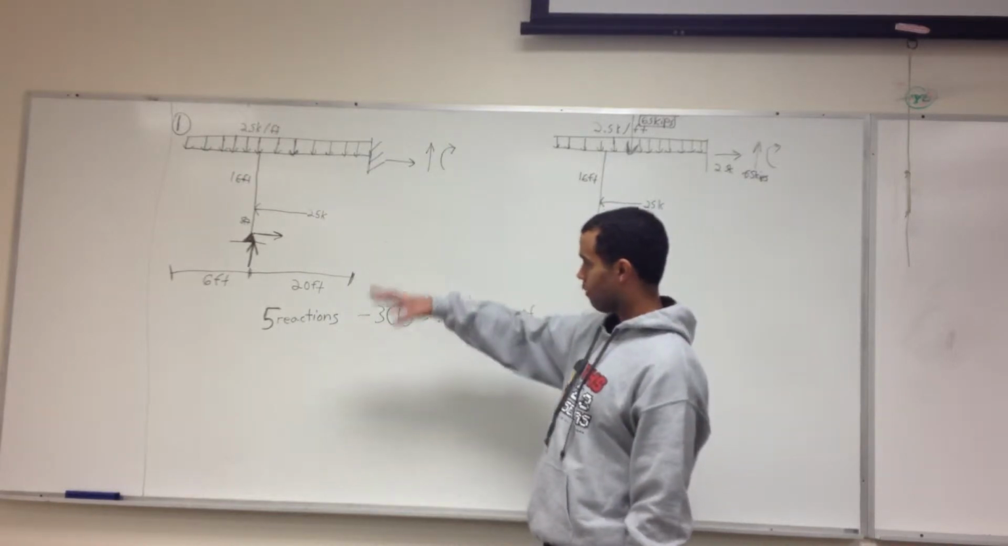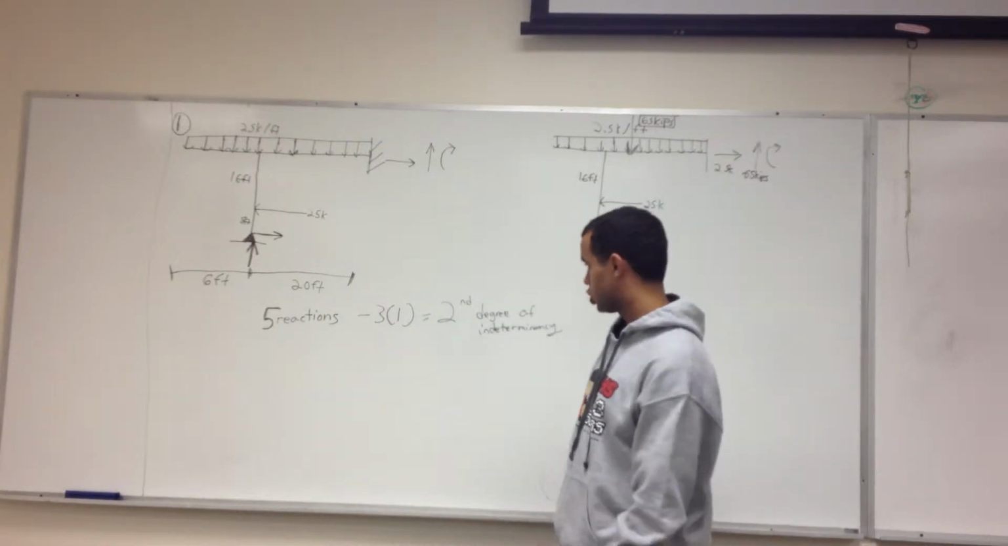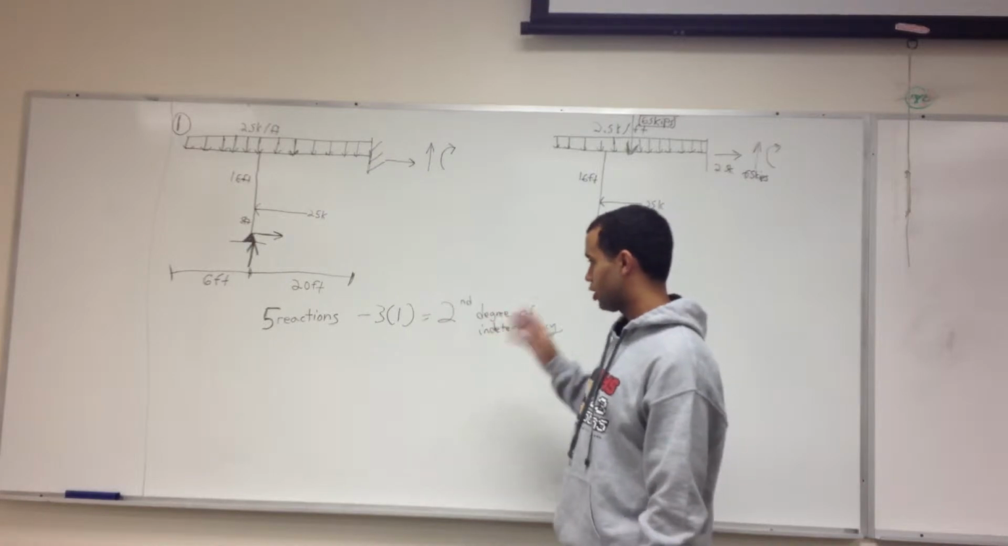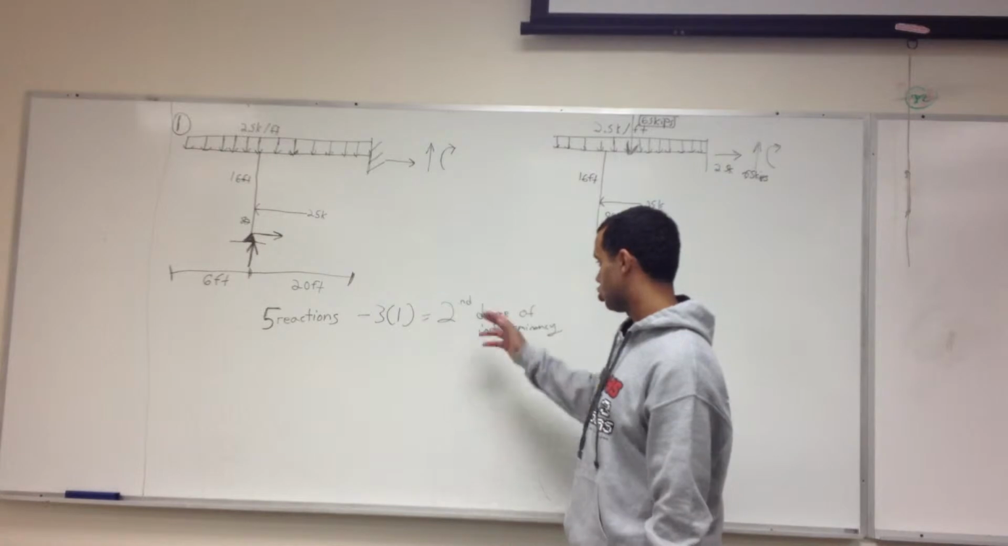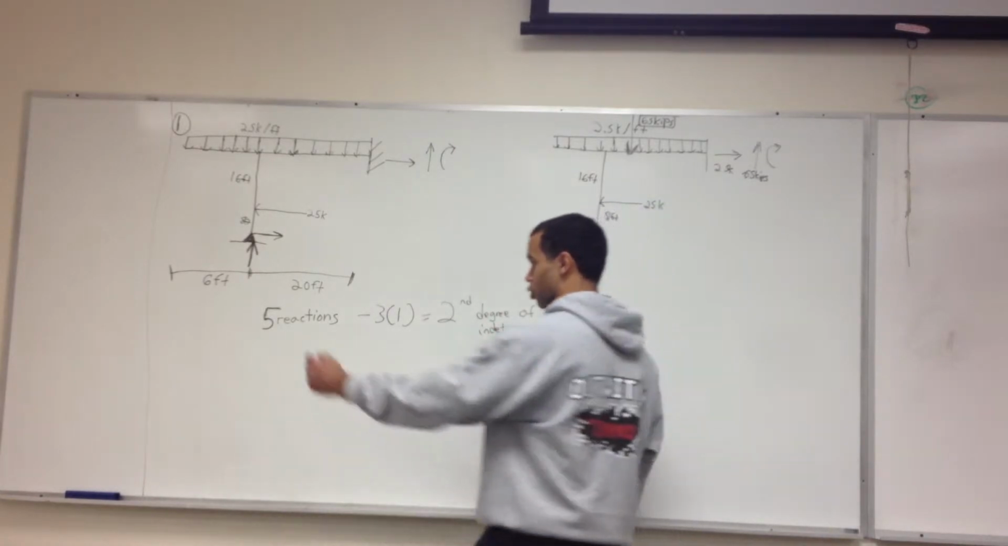We have 5 external reactions, and from there we take that and we calculate our degrees of indeterminacy, which is 2 degrees of indeterminacy. That's step 1.